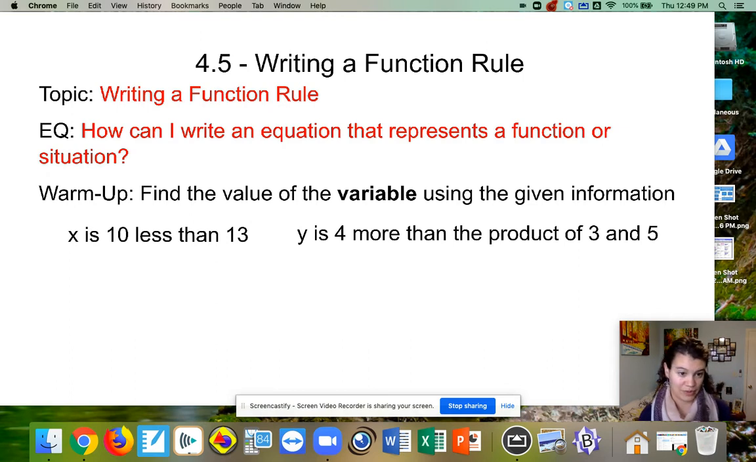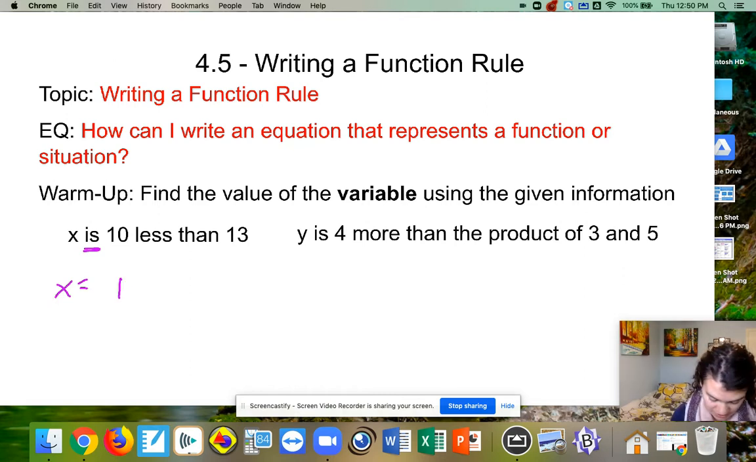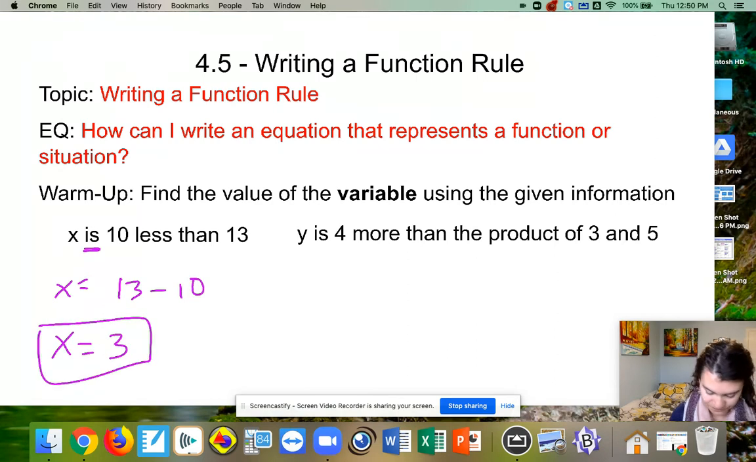All right, so the first one, we had x is 10 less than 13. If we're going to write that out, the "is" is your equals. So x is 10 less than 13, so 13 minus 10, or x is 3.